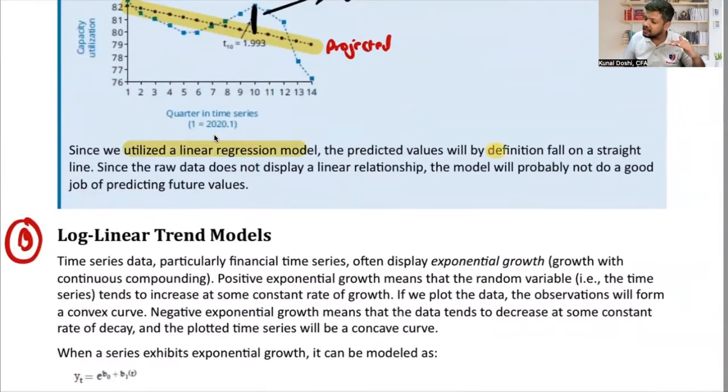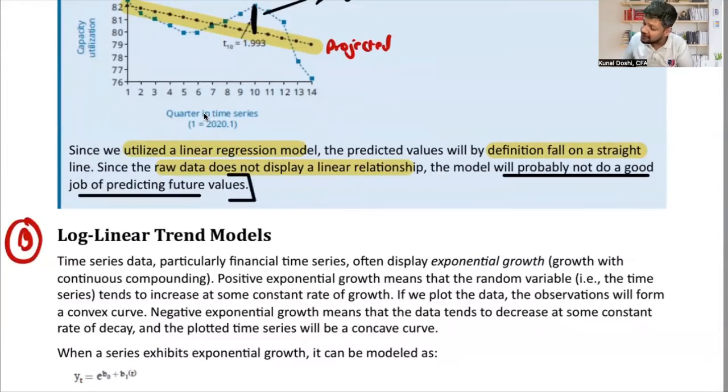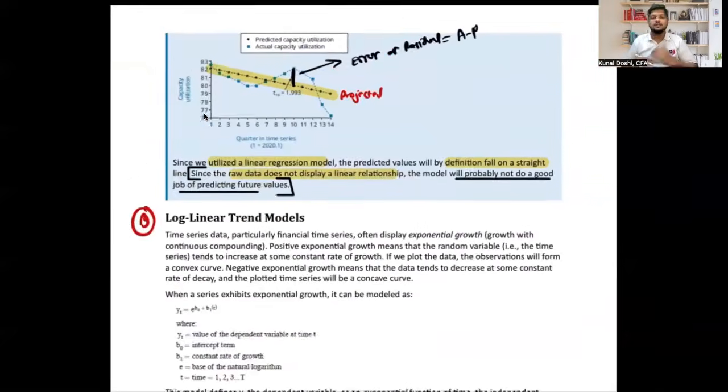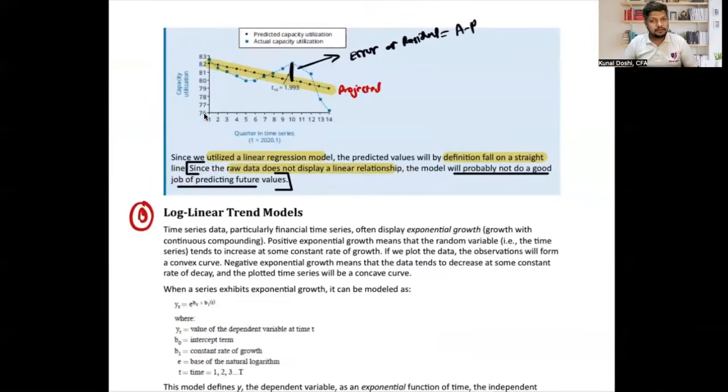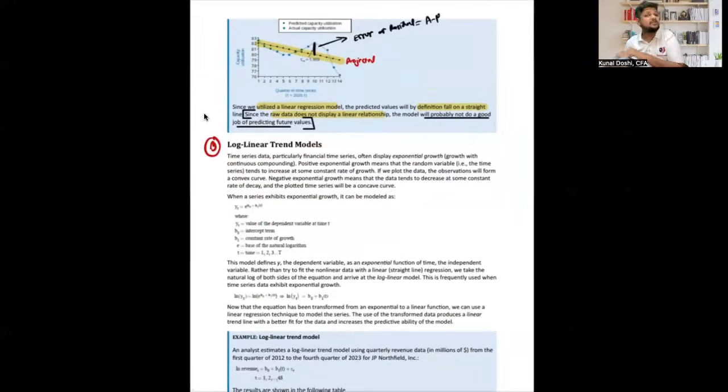So we utilize the linear regression model. The predicted values by definition fall on the straight line, but the raw data does not display a linear relationship. So the actual data is not as per the trend line. There's a big difference between the projected and the actual. So our model is not that fit. It's not doing the job that I wanted it to, because the model is just showing me a linear trend, but the outcome is not linear, isn't it? So the model will probably not do a good job of predicting the future value. I cannot rely on the model. Isn't it clear?